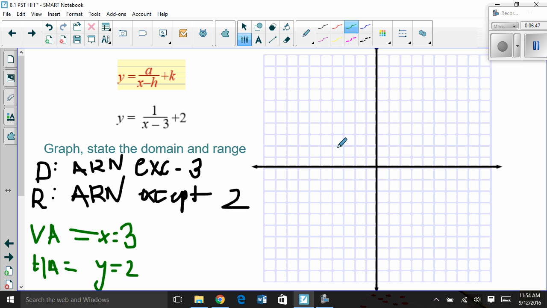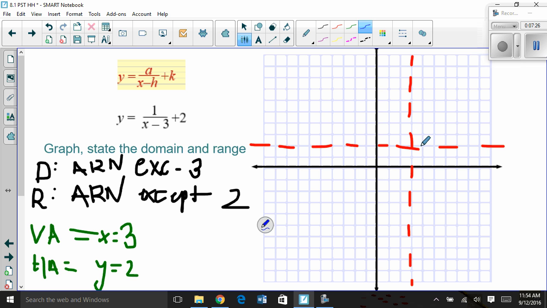So if we want to plot our horizontal and vertical asymptotes, we can go ahead and find the vertical asymptote. We said it is at x equals 3. So if we go to x equals 3, 1, 2, 3 over, and make that vertical line at x equals 3. And then our horizontal is at y equals 2, so we go up 2, and then we make our horizontal line. So there it is. Now that we have that, we can go ahead and plot points that are around it. We can't do 3, but we can do everything else.